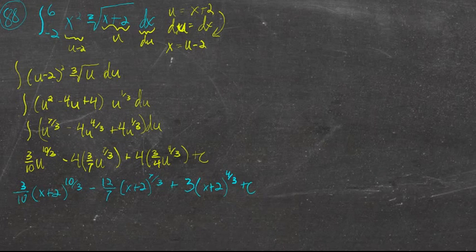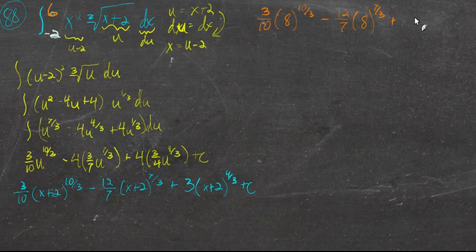Now, it's our job to plug in 6, then plug in -2 by the fundamental theorem of calculus, and subtract. So we'll do the 6 in orange and the -2 in white. So here we go. 3/10 times 6 plus 2, which is 8. So we put the 6 in there, and that becomes 8 to the 10/3, minus 12/7 times, again, 6 plus 2, which is 8 to the 7/3, plus 3 times, again, 8 to the 4/3.